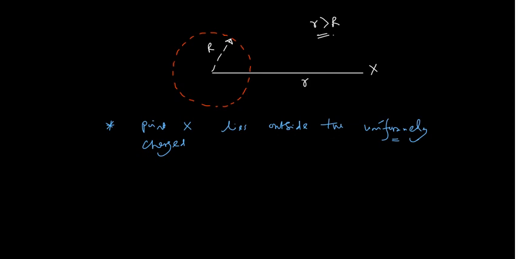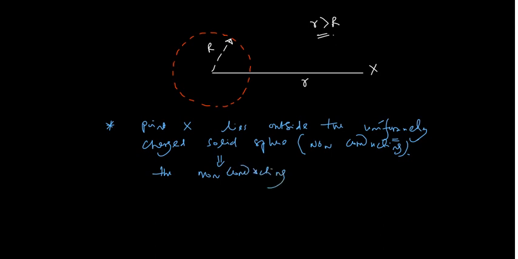So that is, point x lies outside the uniformly charged solid sphere, non-conducting. So that means the non-conducting solid sphere will behave like a point charge. It will behave like a point charge.